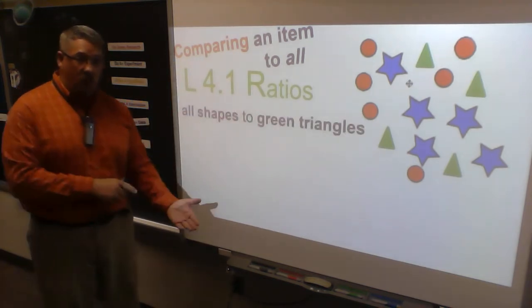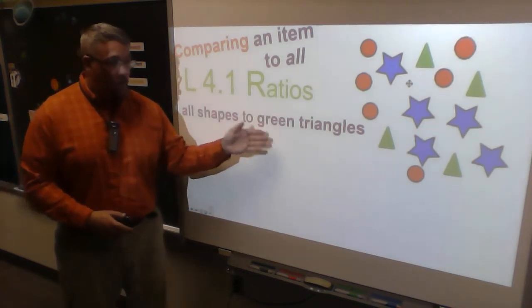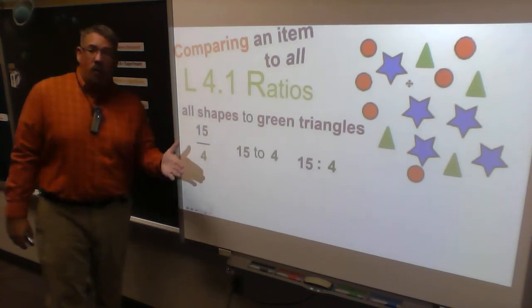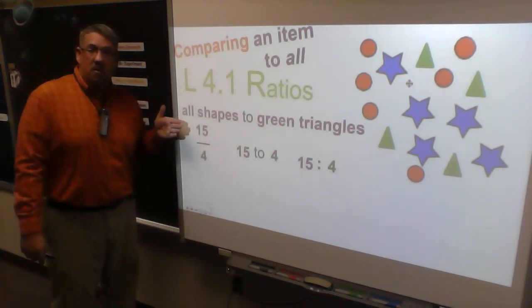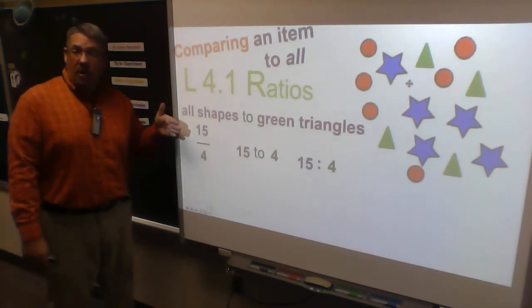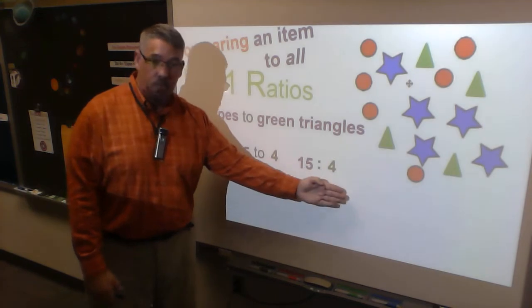I could switch those also and do all of the shapes compared to the green triangles. Any order is okay because I know which way to write them. All of the shapes is 15, so it's just going to go on top or be first. This would be 15 to 4, or 15 to 4, or 15:4.